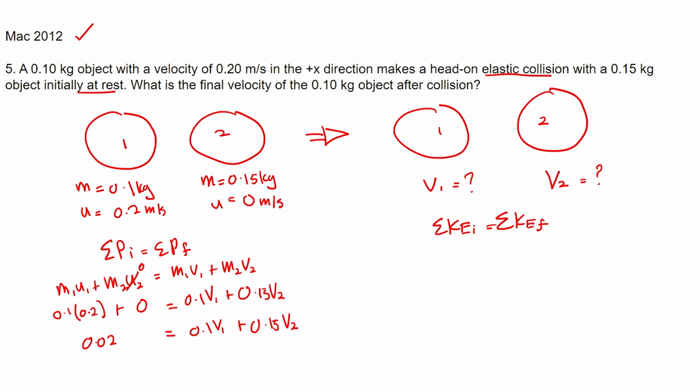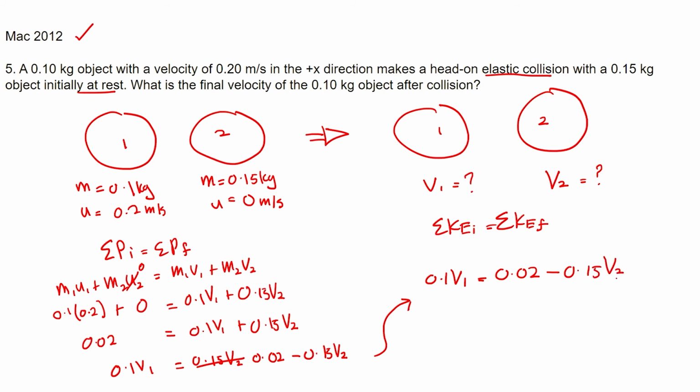Okay, and then put the V1 to one side. So 0.1 V1 equals 0.02 minus 0.15 V2.